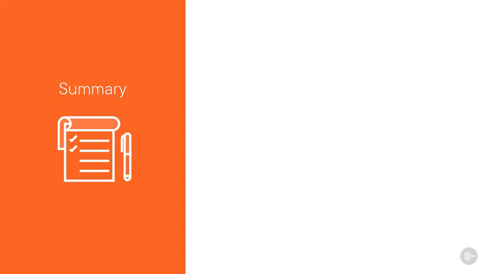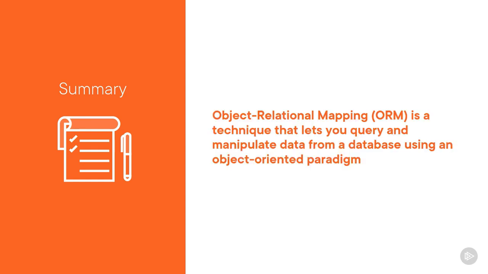In this module, we introduced Entity Framework Core. That's an ORM, or Object Relational Mapper. Object Relational Mapping is a technique that lets you query and manipulate data from a database using an object-oriented paradigm. Entity Framework Core is one of those object relational mappers. It's the preferred ORM to use for .NET.